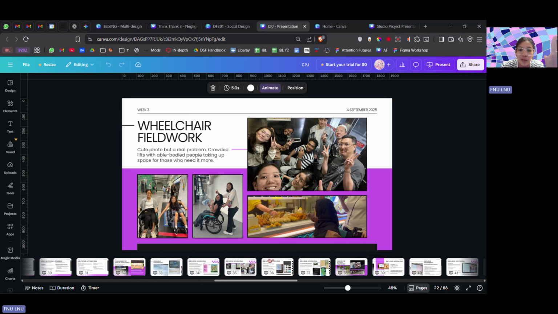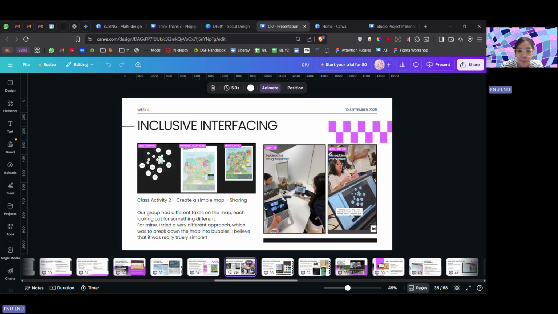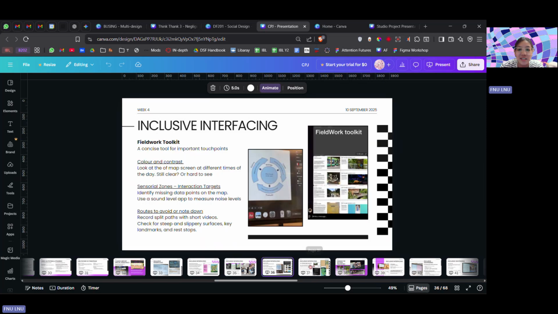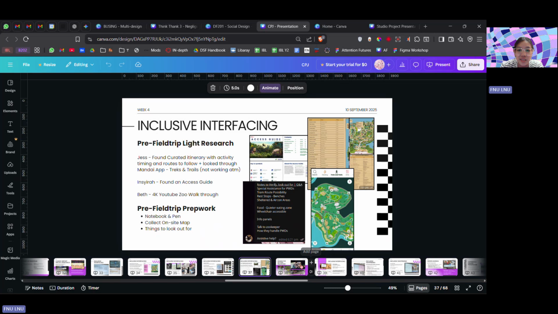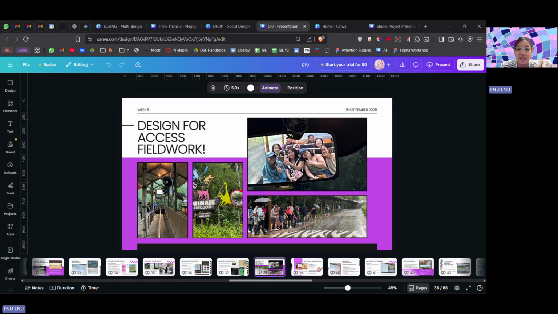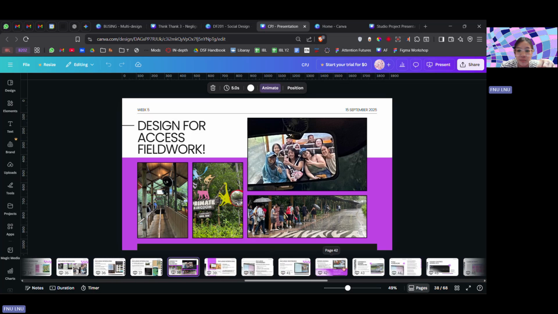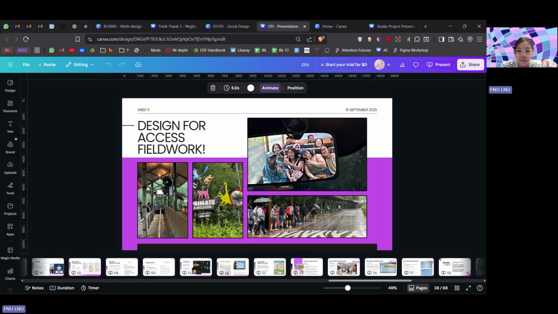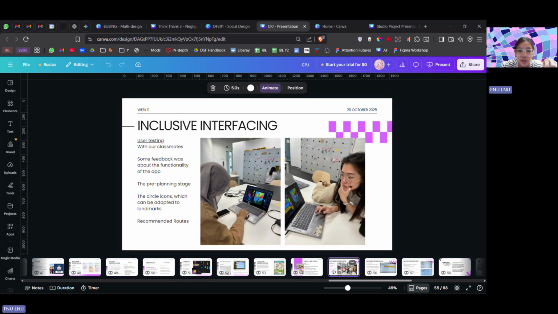Okay, it looks like a lot, but really you don't have to do anything too complex. I just like to put in a lot of photos because I take photos for most of the lessons to recall what I actually did. So these are some of the things. And then this was our field work to the zoo. We went as a group, and it rained that day. It was quite funny.